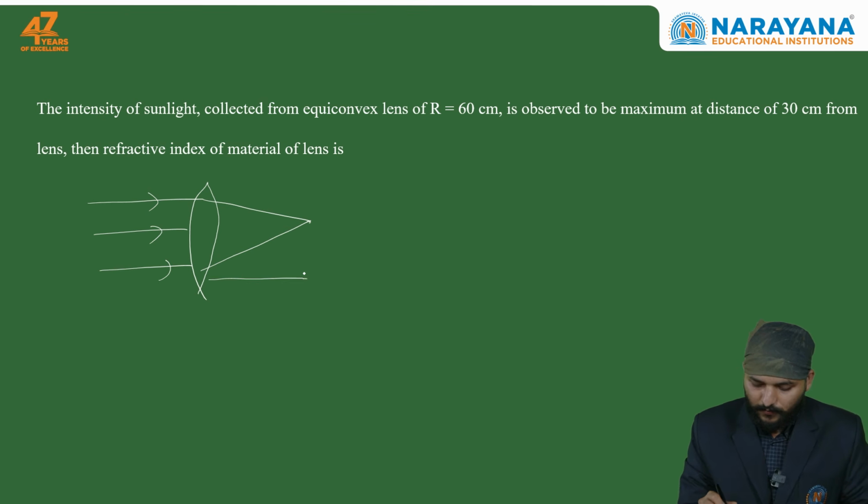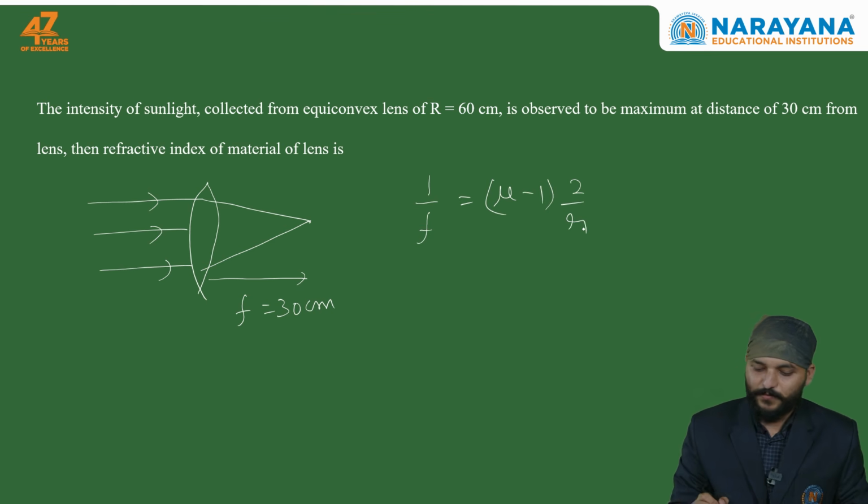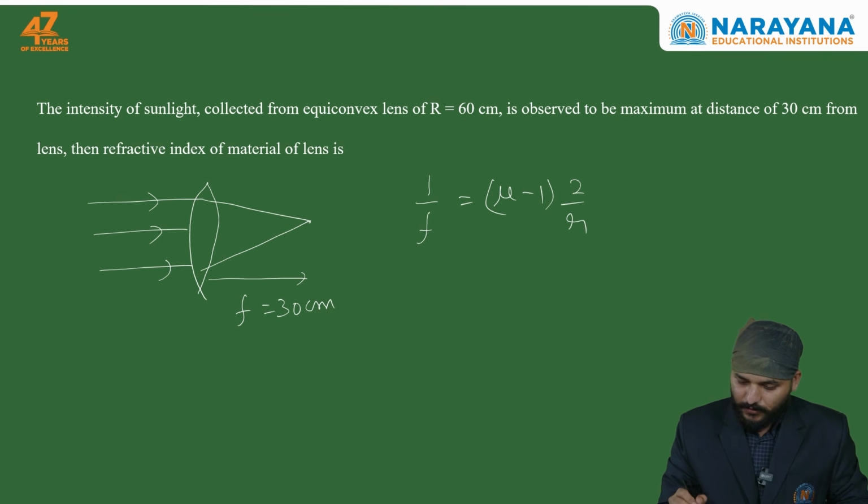So you can say that the focal length has to be 30 centimeter, and the radius of this symmetric biconvex lens is 60 centimeter. We're supposed to calculate the refractive index, so we can use the lens maker's formula, which will give you 1 by f equal to (mu minus 1) into 2 by r if it is a symmetric lens, which is what we have here. So you can just replace the values. 1 by 30, (mu minus 1), 2 by 60. So this will give mu to be equal to 2.